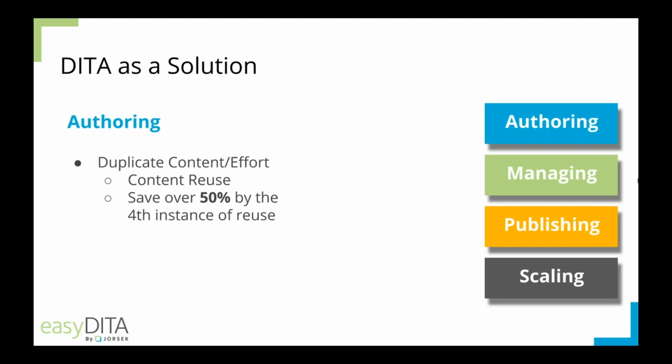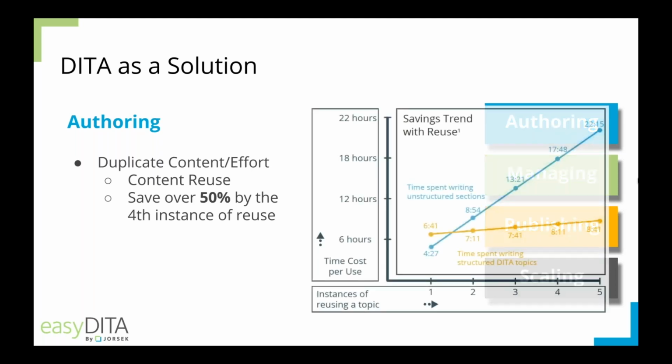And in it, he did a great job of just breaking down, he looked at the amount of time it took to create unstructured topic equivalents versus a DITA-based topic, and then looked at how that affected the trajectory of time spent on this content. And so here's a scale from that. You'll see the blue line is time spent writing unstructured sections versus the yellow one is time spent writing with DITA topics. And you see there by the fourth instance of reuse, you're saving almost over 50% by that time.